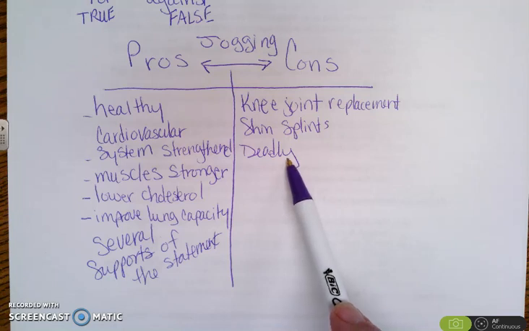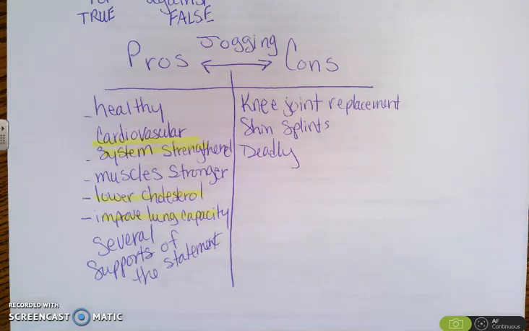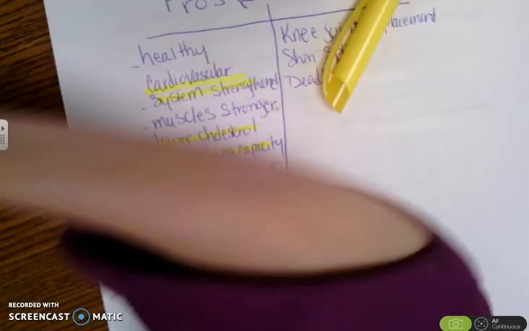The next thing you would do, because of your research, you would come through and you'd say, what are my strongest points? Well, I would circle those. And as you can see, I decided on these three: cardiovascular system, lower cholesterol, and improved lung capacity. That's how you do a pros and cons list. That comes before the outline, as well as before and during research.